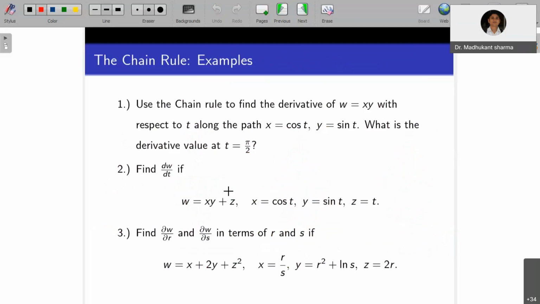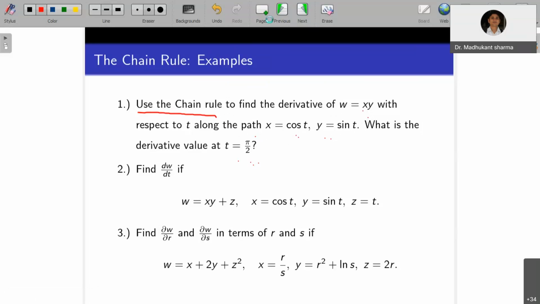Let me handle one or two. The first question: use the chain rule to find the derivative of W equals X into Y with respect to T along the path X equals cos T, Y equals sin T. What is the derivative value at T equals pi by 2? It is already mentioned here that you have to use the chain rule. Otherwise, you have another method: you can replace X by cos T and Y by sin T, directly differentiate, and find the value at T equals pi by 2. It will not change the answer.